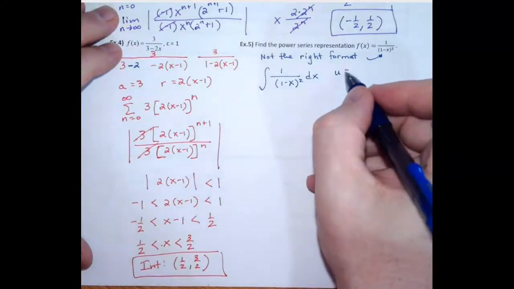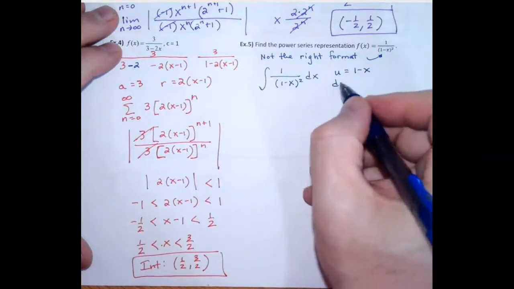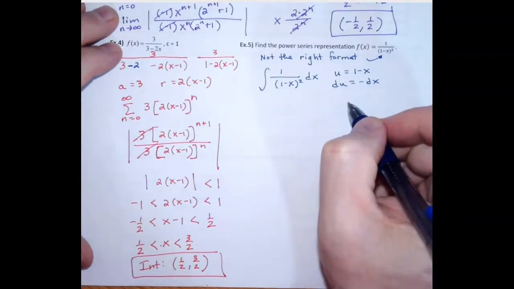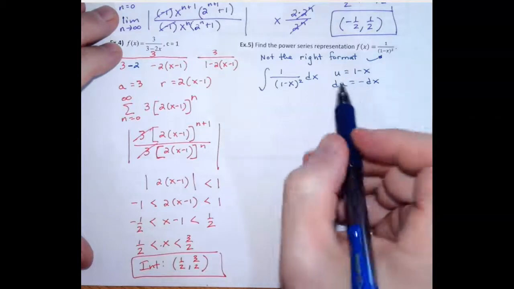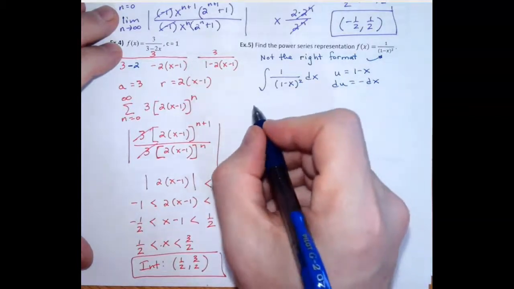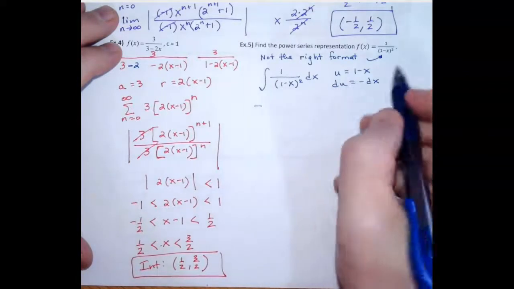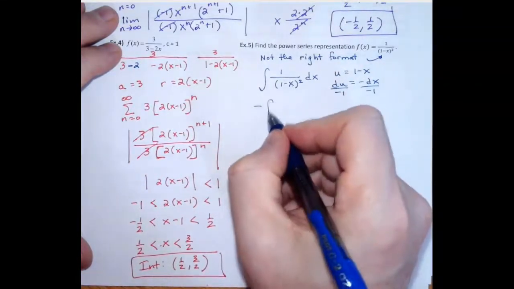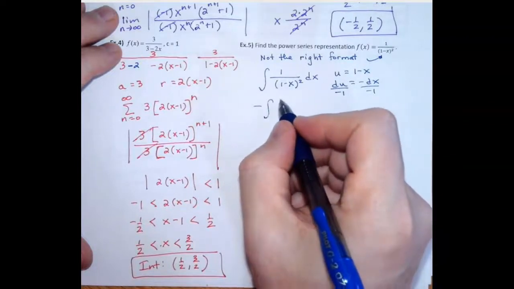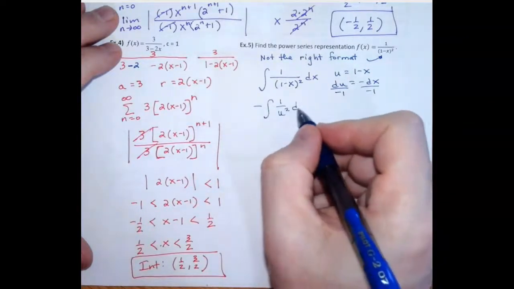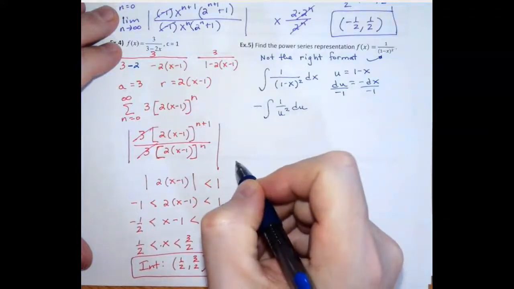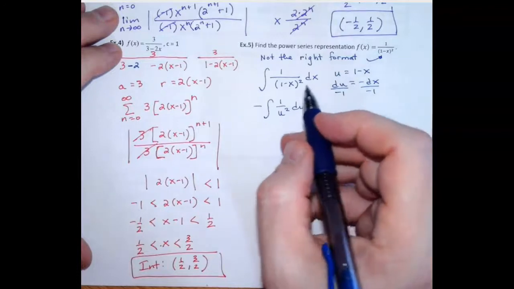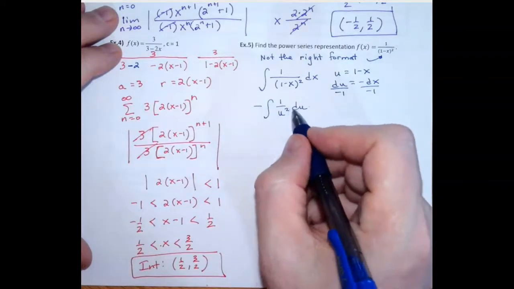So if we let u be 1 minus x, then du is going to be negative dx. And now we can switch this up. So dx, well, divide by negative 1, whatever. So that's going to be negative, and then we're going to have 1 over u squared du. Okay, so that is u to the negative 2 power.